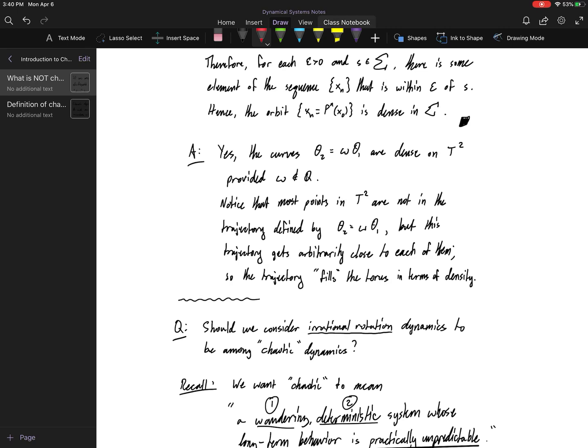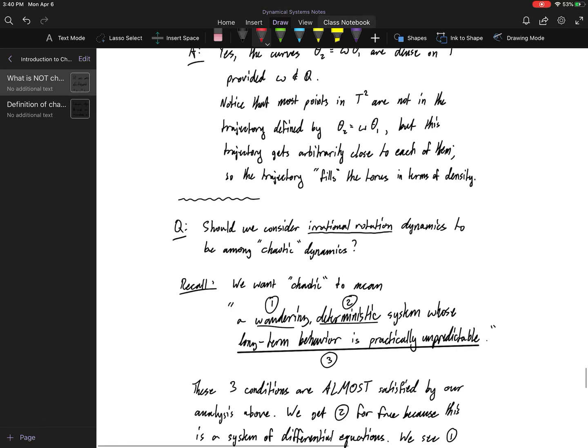So now comes the question. Since we have this weird bouncing around, this Poincare orbit might be a little tricky to decipher. Should we consider this chaotic dynamics? Does an irrational rotation correspond to chaos? Remember, we want our definition of chaos to, at least colloquially, mean a wandering deterministic system whose long-term behavior is practically unpredictable. And our irrational rotation dynamics are so close to this.